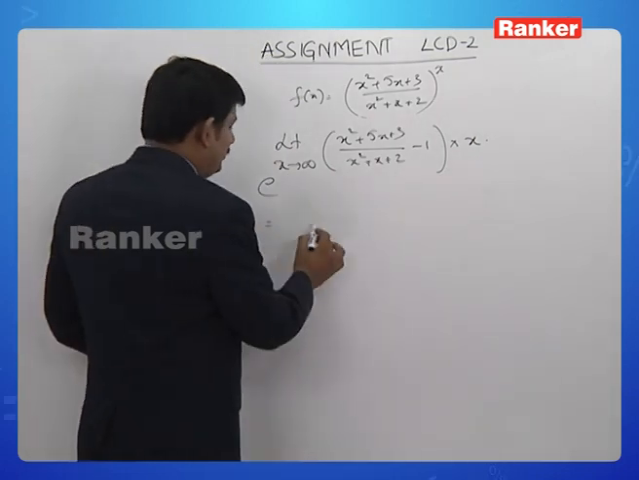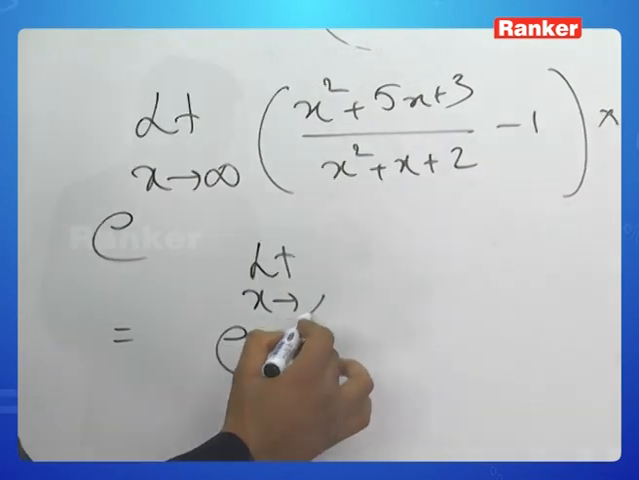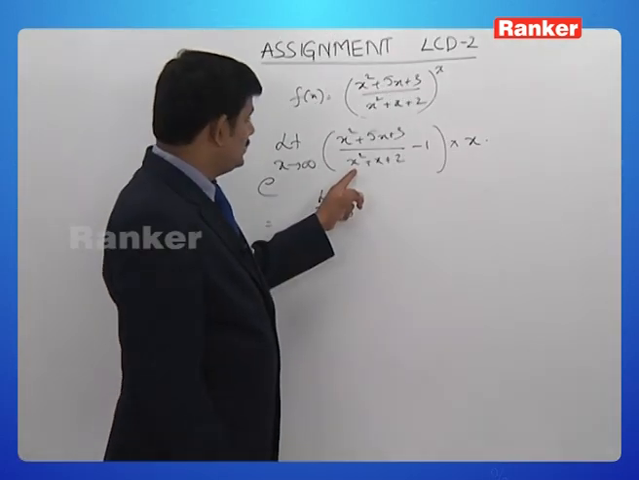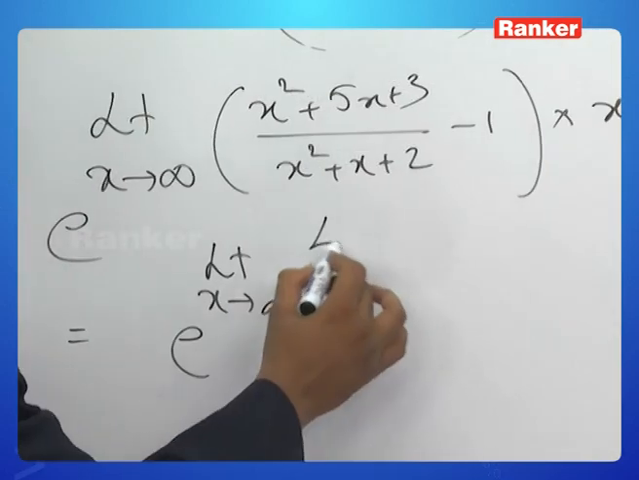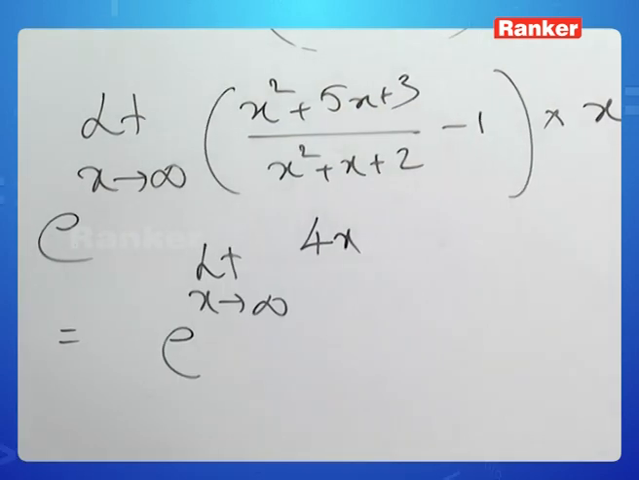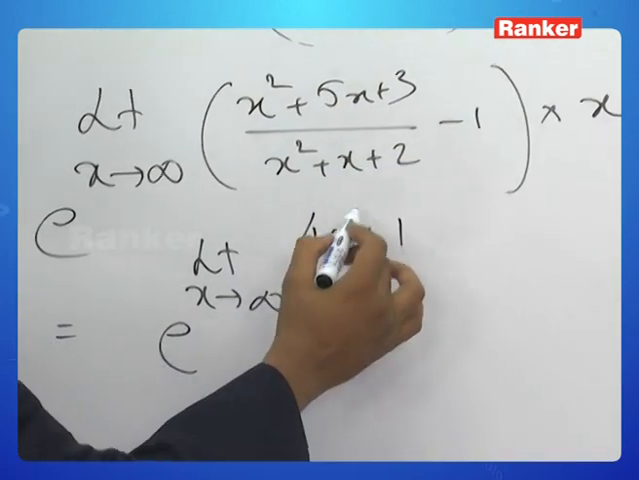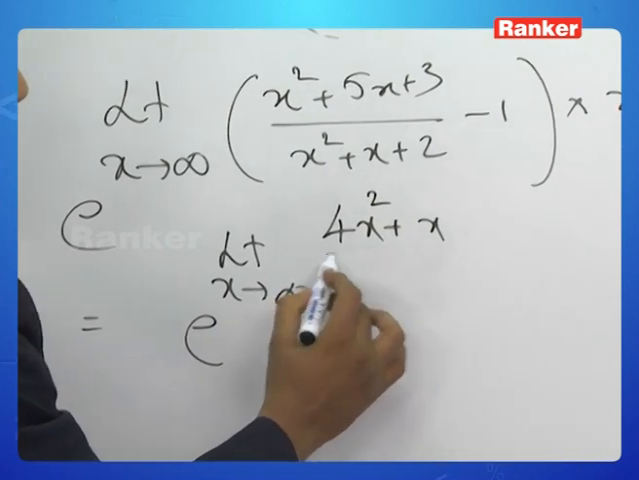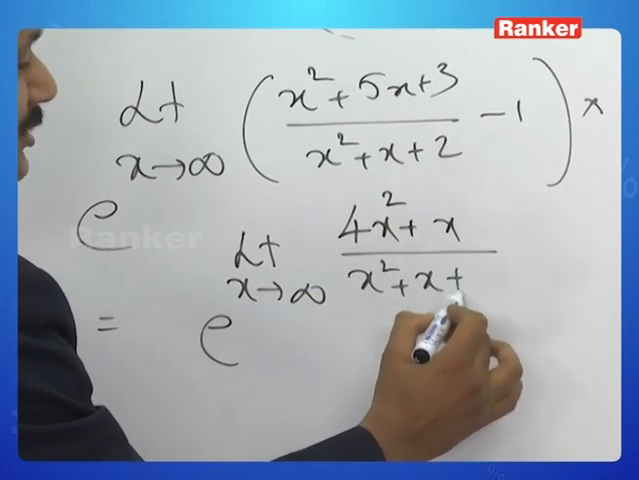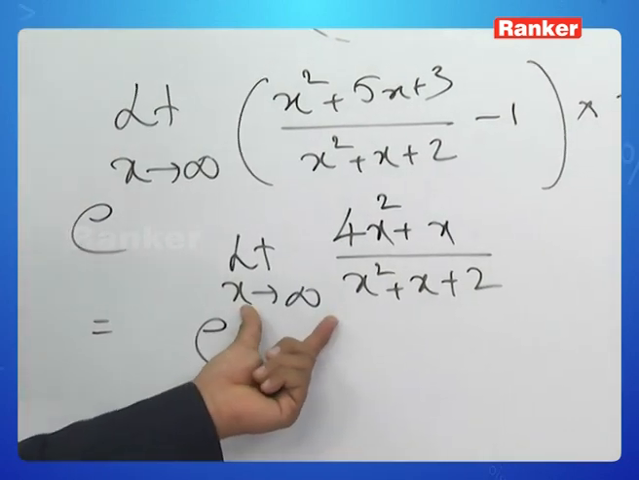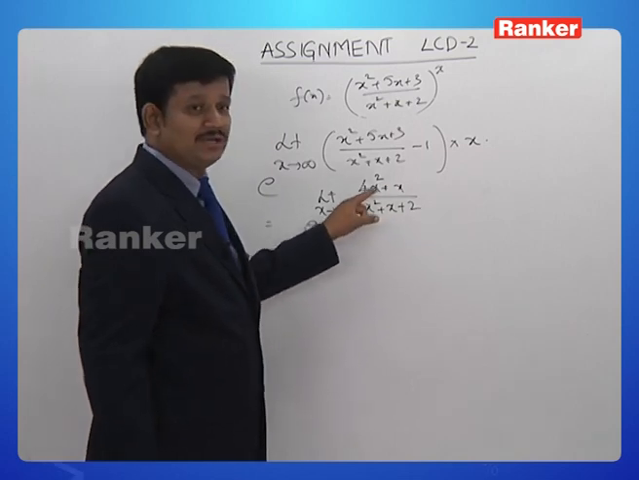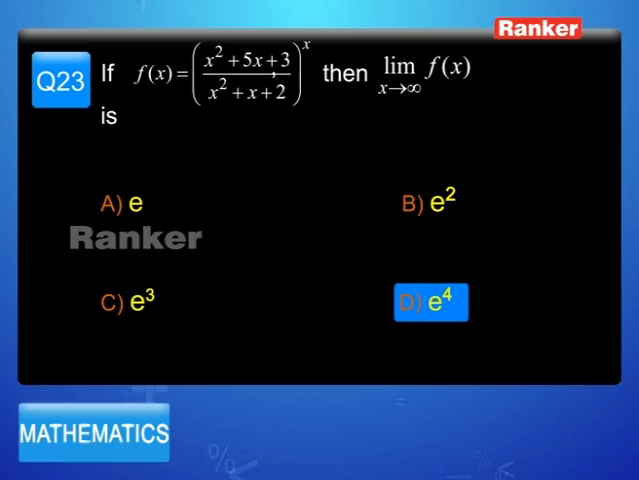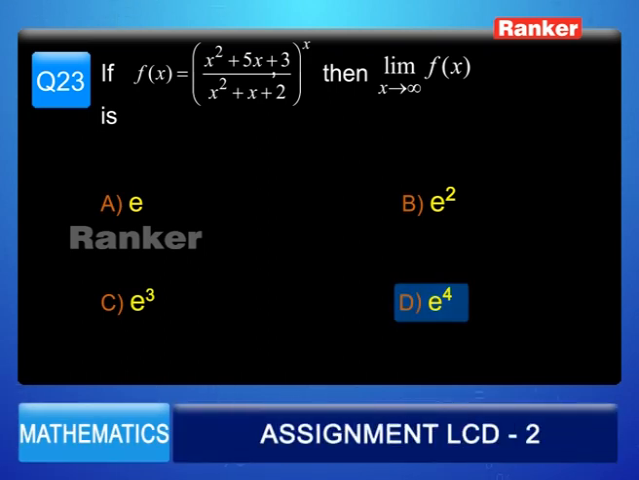So this limit will be e power limit x tending to infinity, take LCM, x square gets cancelled, 5x minus x is 4x, 3 minus 2 is 1, into x, so 4x square plus x divided by x square plus x plus 2. As x tends to infinity, numerator is a quadratic, denominator is a quadratic, x square coefficient is 1 here, x square coefficient is 4 here. So this will be e power 4. Our answer is e power 4.